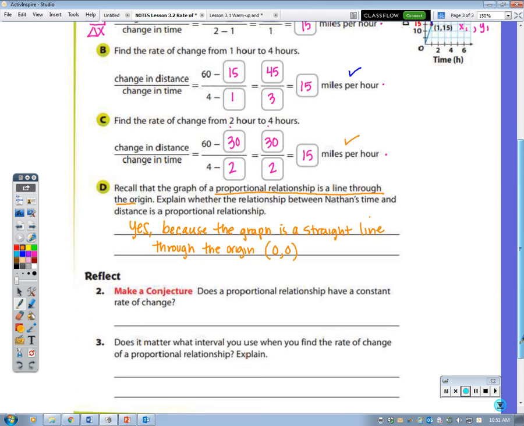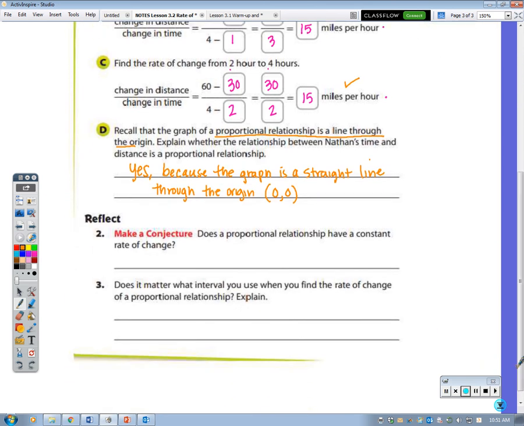Okay, now let's go ahead and reflect. We're going to make a conjecture, which is kind of like making a prediction. What do you think is going to happen? Does a proportional relationship have a constant rate of change? Does it? Yes. It has to if it's going to make a straight line. So proportional relationships have a constant rate of change.